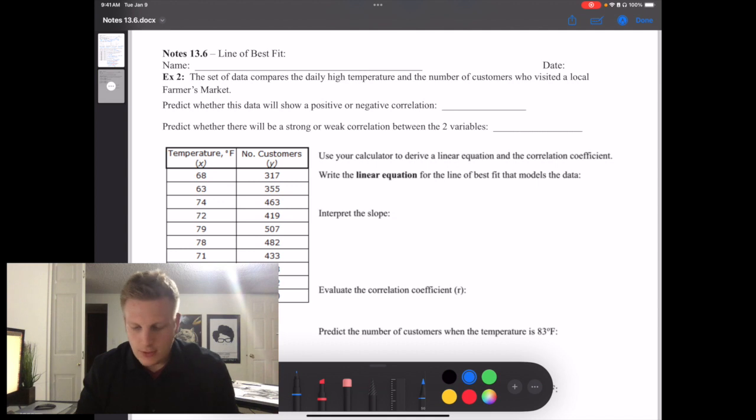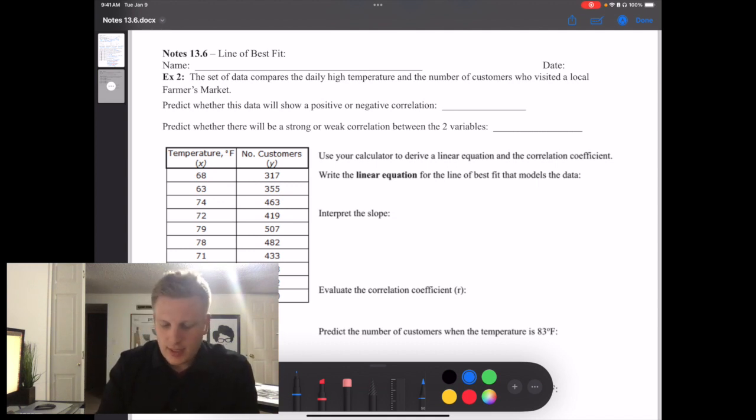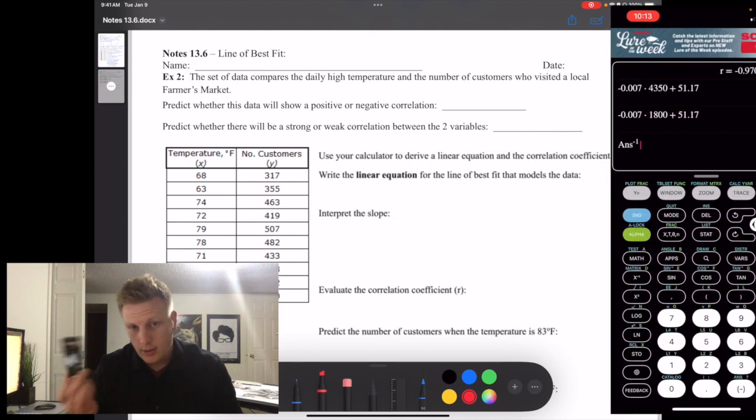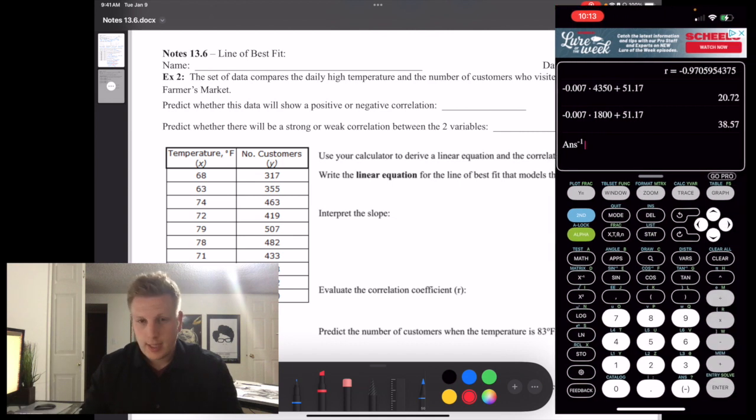All right, so after you have tried this, let's double check your answers here. This one says a set of data compares the high temperatures and the number of customers at a farmer's market. And so we're going to predict whether this data will show a positive or negative correlation. And just like before, I'm going to jump to my calculator and start entering some of this data.